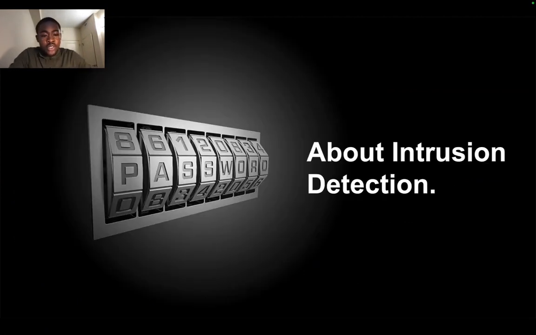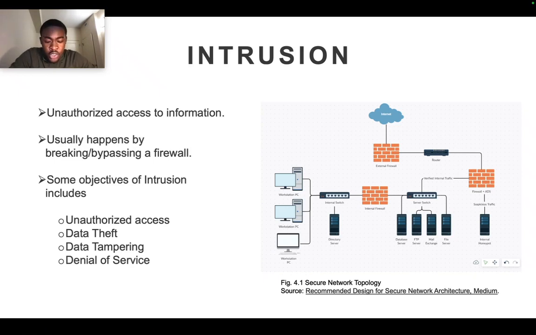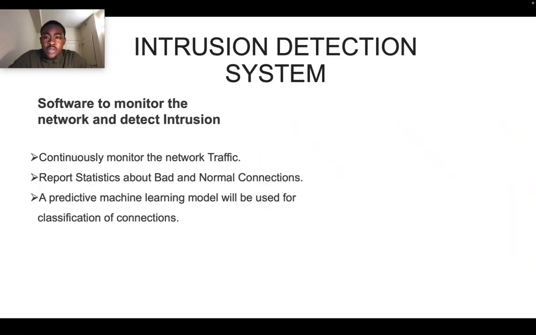Now, about intrusion detection. Usually in a secure network topology, access control is established by use of various firewalls, but when some attacker gains unauthorized access to any part of the network, potentially by breaking or bypassing the firewall, that is known as intrusion. Some objectives of intrusion include unauthorized access, data theft, data tampering, and denial of service.